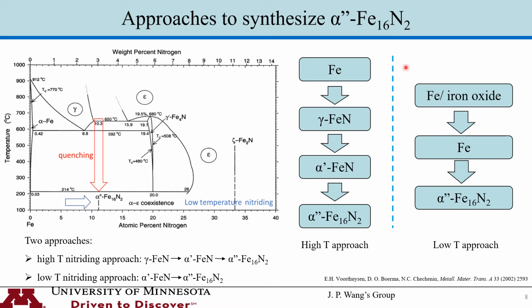For the high temperature approach, iron is used as a precursor and nitrided at higher than 600 degrees C, and you get gamma iron nitride. Then quenching down gives alpha prime iron nitrogen, in which nitrogen is not ordered, and you do a low temperature tempering process, usually lower than 200 degrees C, and finally you can get alpha double prime Fe16N2. The other method uses iron or iron oxide as precursors to do the nitriding at temperature lower than 200 degrees C, and you can finally get alpha double prime Fe16N2.